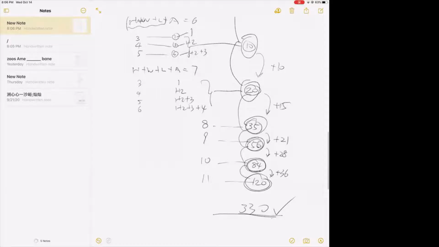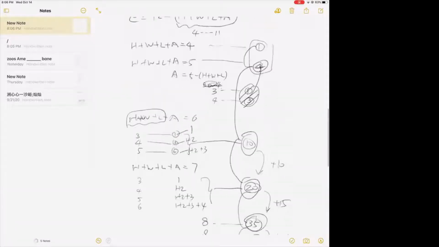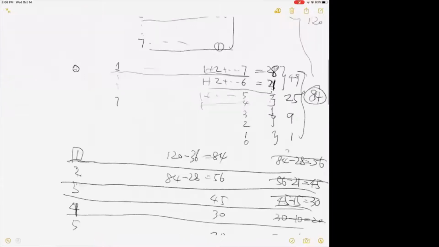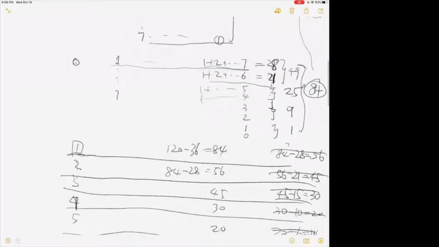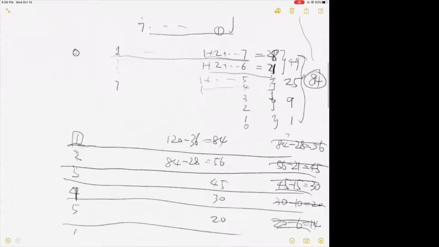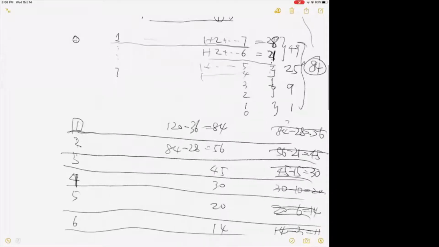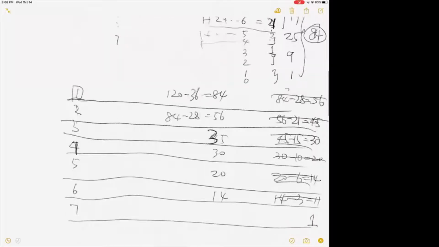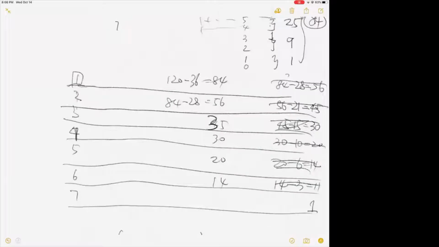So Leo, did you figure out your way? Yeah. Okay, go ahead. So, something with the arithmetic. When you subtract 56 minus 21, you get 35. Oh, here's 35, right? Yeah. So, 35. Very good. Okay. And so then 35 minus 15 is 20. 20 minus 10 is 10. 10 minus 6 is 4. 4 minus 3 is 1, right? Yeah. Okay, so it's arithmetic, right? Yeah. Okay. And then what?